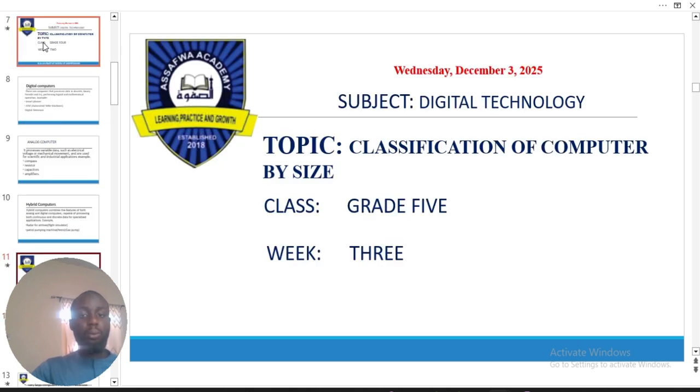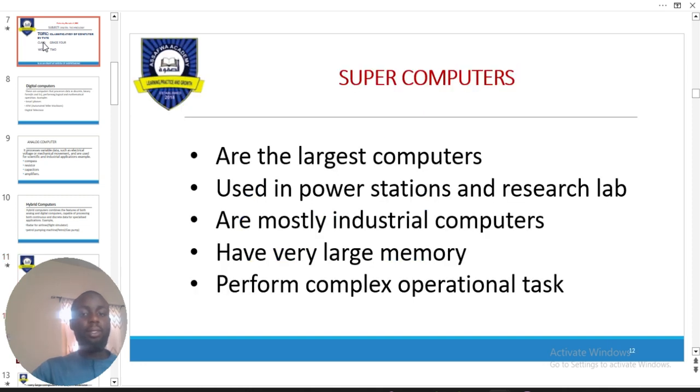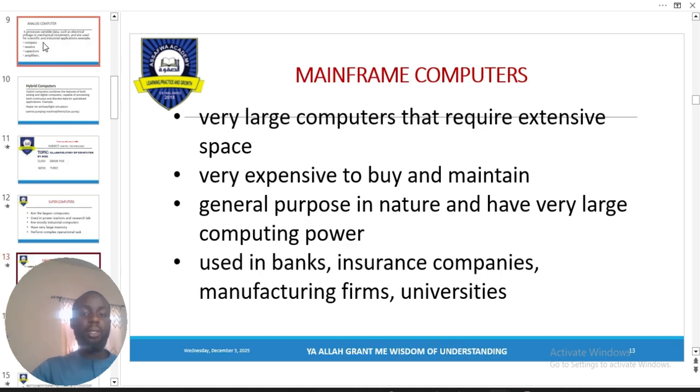So going to the next topic, which is the classification of computer by size. We said the supercomputers are the largest computers, and they are used in power stations and research labs. They are mostly industrial computers, they have very large memory, and they perform complex operational tasks. And we have the mainframe computers, which are very large computers that require extensive space, and they are very expensive to buy and maintain. They are general purpose in nature and have very large computing power. They are also used in banks, insurance companies, manufacturing firms, and universities.